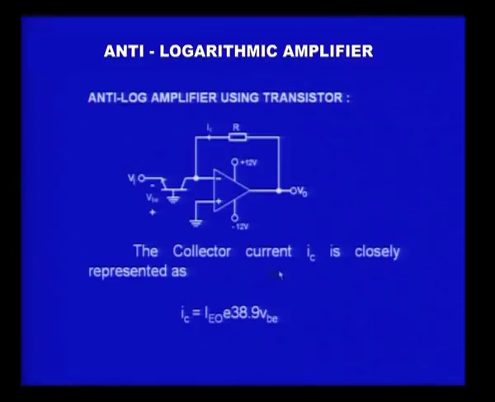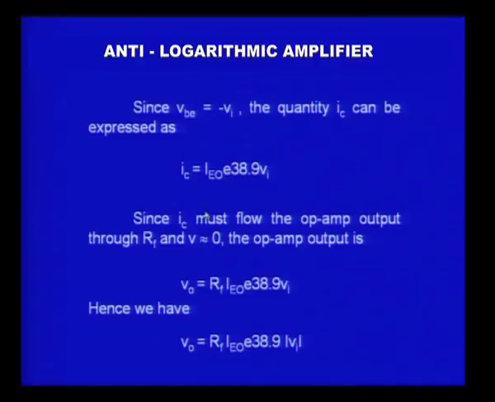And when you simplify, you find IE and IC are both almost equal. And therefore, IC is equal to IE0 e to the power 38.9 VBE, is a relationship that I get. VBE is nothing but Vi, and therefore it becomes exponential of 38.9 Vi. The quantity is now expressed in this form. Right. So this is the relationship between the input and the output.